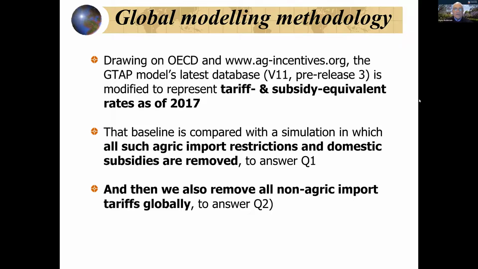It's drawing on the OECD data, but also what's in the agincentives.org database. Those are going into the GTAP database on agricultural tariffs and subsidy equivalents. I'll show you what those are in a moment, and then we'll compare that baseline with a simulation in which, first of all, we remove agricultural domestic subsidies, the domestic support part, and then remove them in addition to agricultural import restrictions, the tariffs, in order to answer that first question specifically on agricultural policies. Then we also remove all the non-agricultural import tariffs globally to answer the second question: how important are agricultural policies in overall trade distortions at the current time, or in 2017. Next slide.